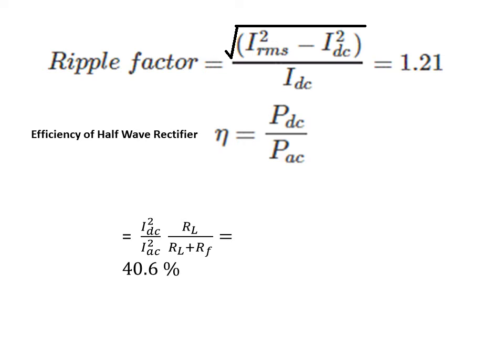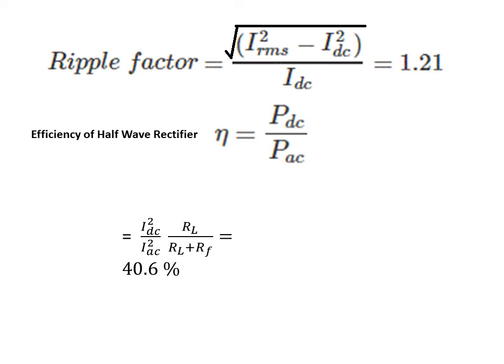Now we will just use the equation for power as I square R. In the case of output power, there is a current IDC which is flowing through RL. So PDC is equal to IDC square into RL. Whereas for the input power, if you remember the diagram, you have the input which is taken from the secondary of the transformer, and it is flowing through the diode and also through the RL load resistance.